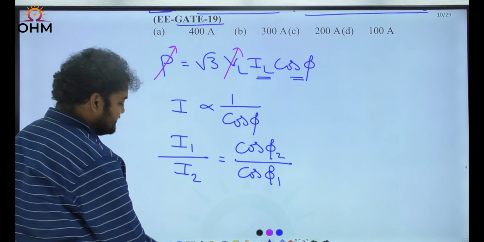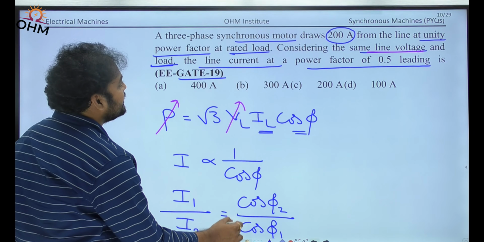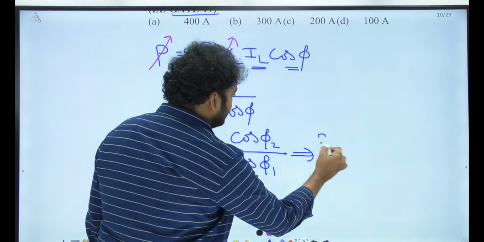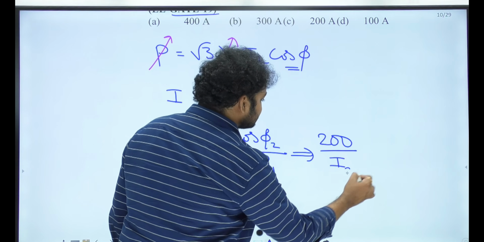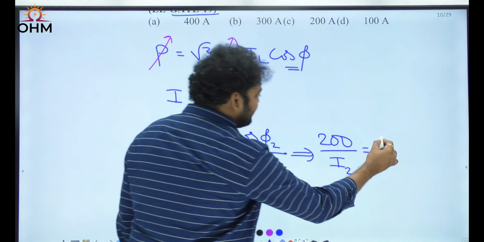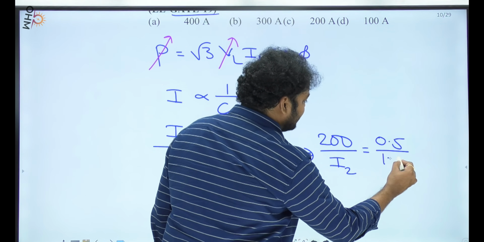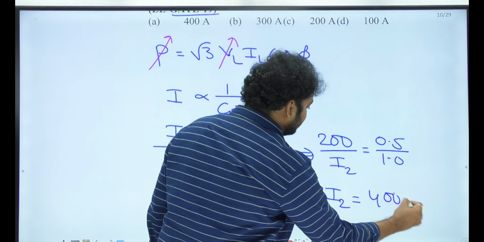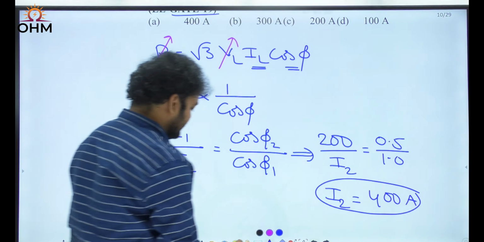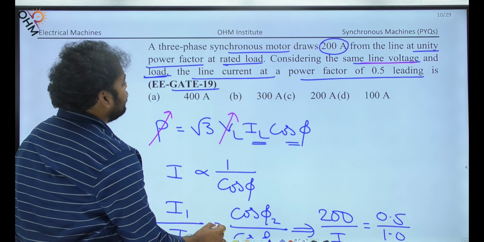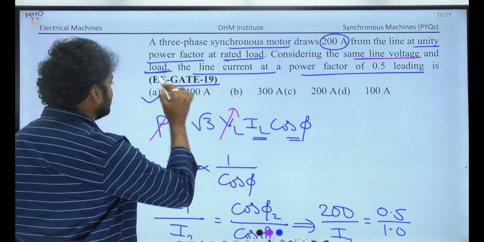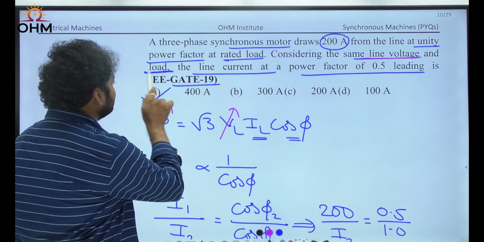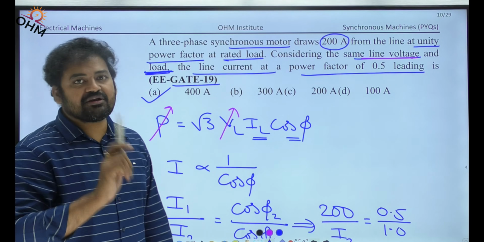What is the current in the first case? I will go back. 200 ampere. Okay, so if I substitute 200 ampere divided by second case current is equal to, what is the second case power factor? 0.5, first case power factor unity. From this, the new current will be equal to 400 ampere. Very simple, straightforward question. Okay, so the answer is 400 ampere, which is option A. Okay, so point you need to understand, I said the same load. When I said the same load, active power remains constant.